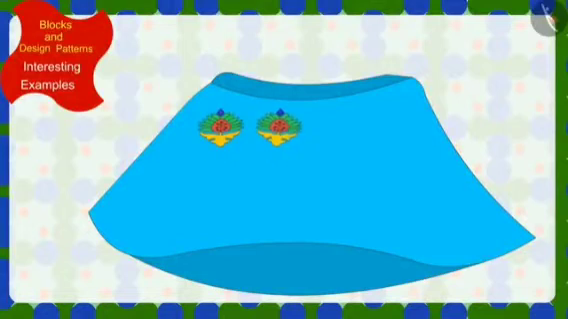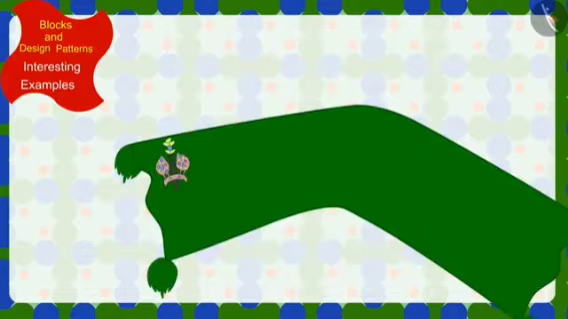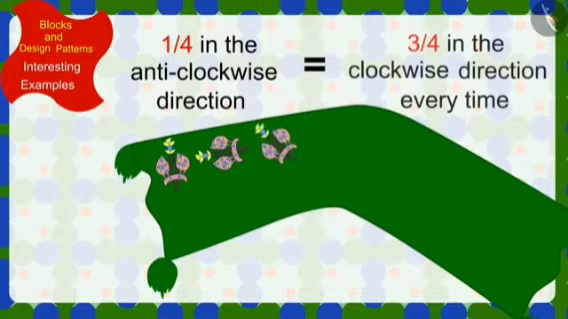In the pattern on the skirt, the design is being rotated by half in the clockwise direction every time. And in the pattern made on the dupatta, the design is being rotated by 1/4 in the anti-clockwise direction or 3/4 in the clockwise direction every time.